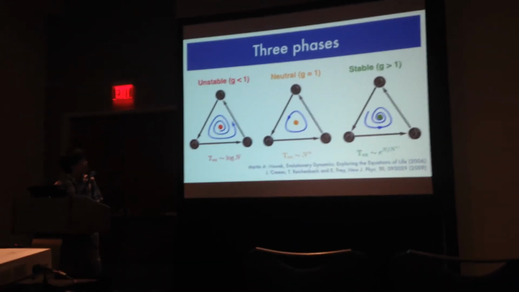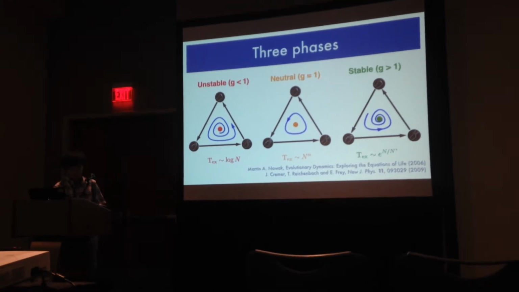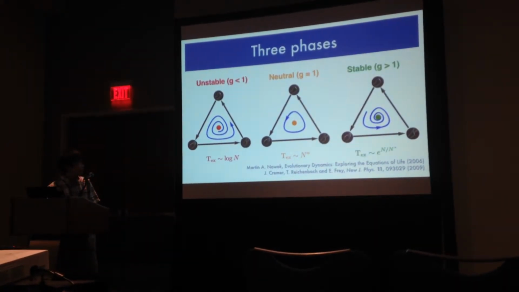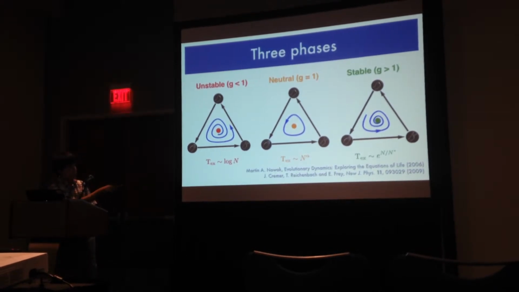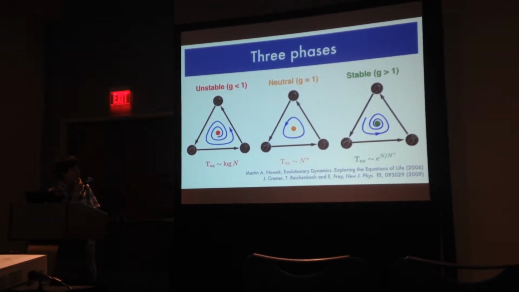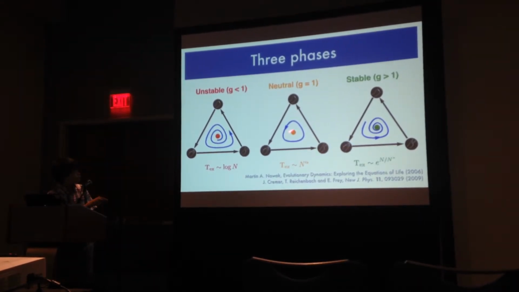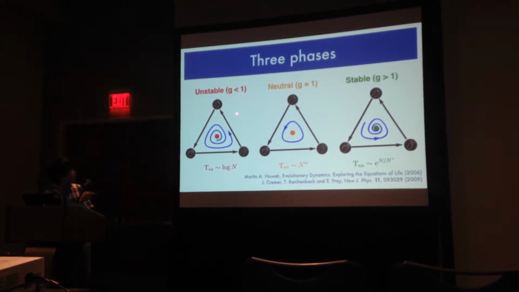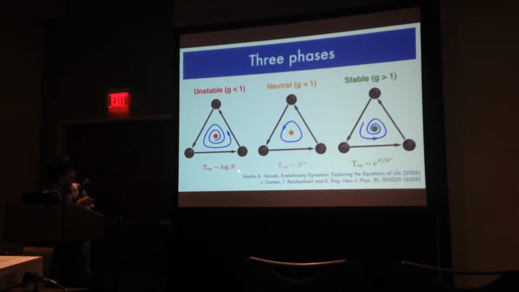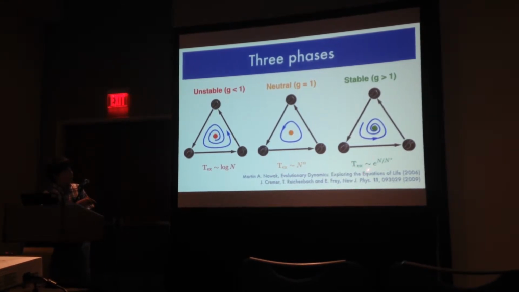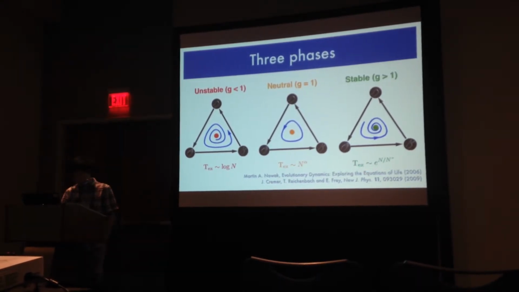Some basics of this system: if we do numerical simulation, we will have 3 different types of scaling form of the extinction time. For the neutral one, at the center, we have a power law. However, if the ecosystem is unstable, we have the log form. And if the ecosystem is stable, we have the exponential form.